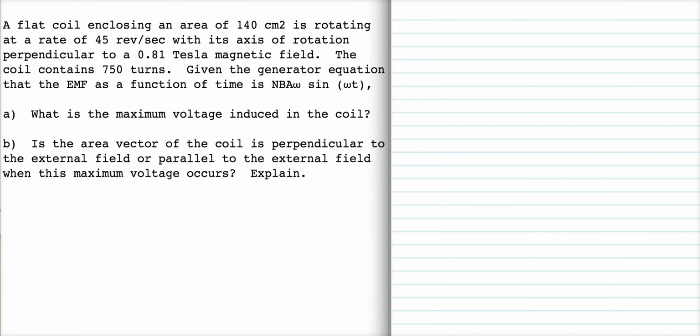So we're given that EMF as a function of time is NBA omega sine omega t, right? And so this right here is the amplitude of the function. That's the maximum EMF. So if you want to know what the maximum voltage is, you've got to multiply those together. Now we're given N is 750 turns.